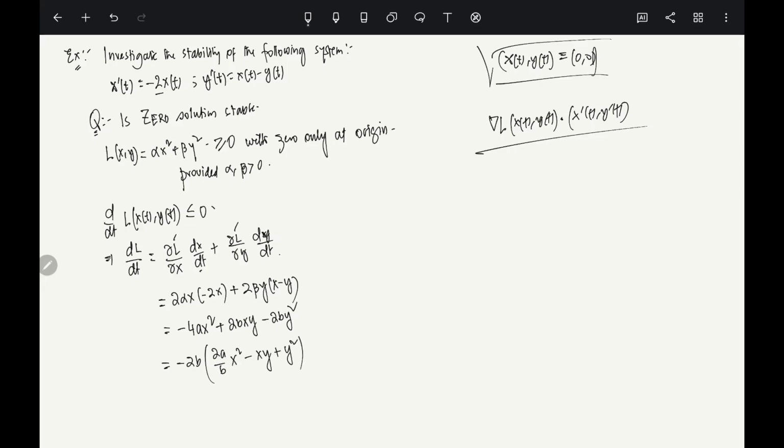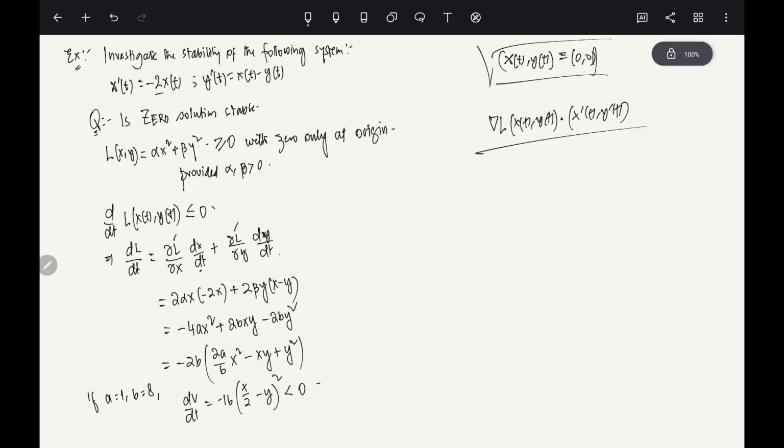Is it okay? Now you see, a and b are up to us, right? So if we choose a equals 1 and b equals 8, let's say, you do realize that you can change it also. If you do that, then dV/dt will look like minus 16 times x by 2 minus y square. You just put everything together, this is what is coming out to be. And this is strictly negative.